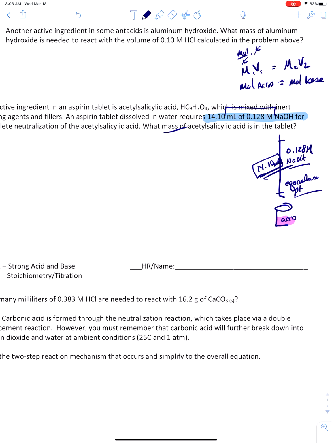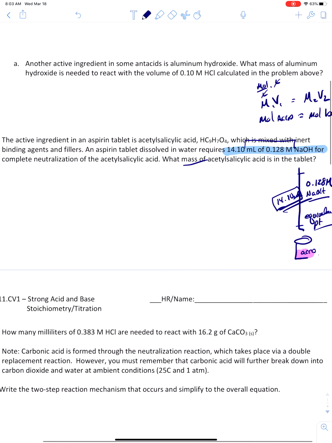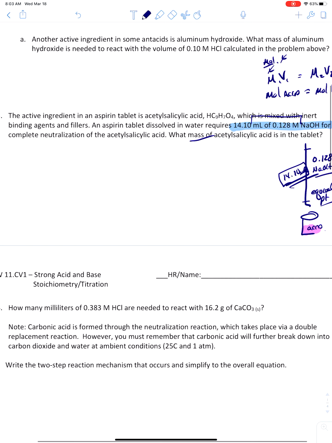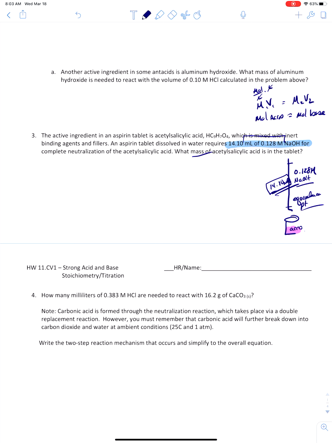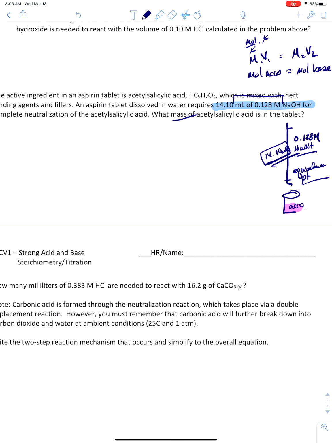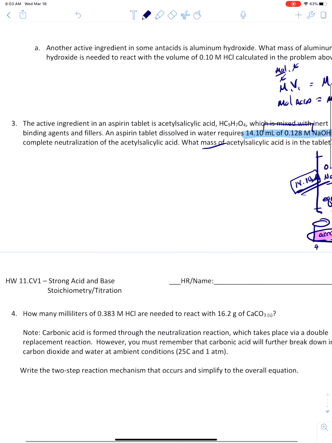But I'm not going to do it that way. I'm going to do it using just acid-base stoichiometry. All right, so that's the idea. We're going to titrate this to try to find out how many grams, X grams, of the acid is present inside this original tablet that we dissolved.